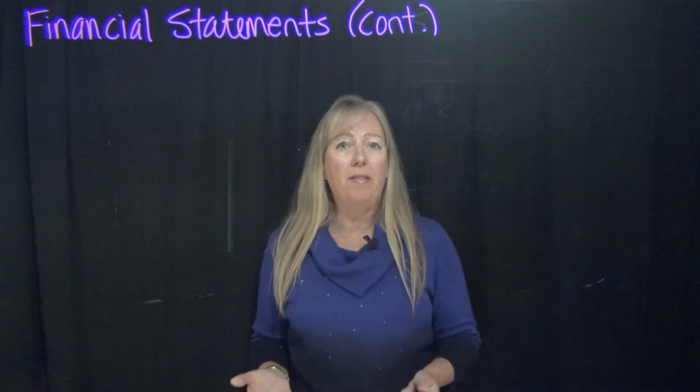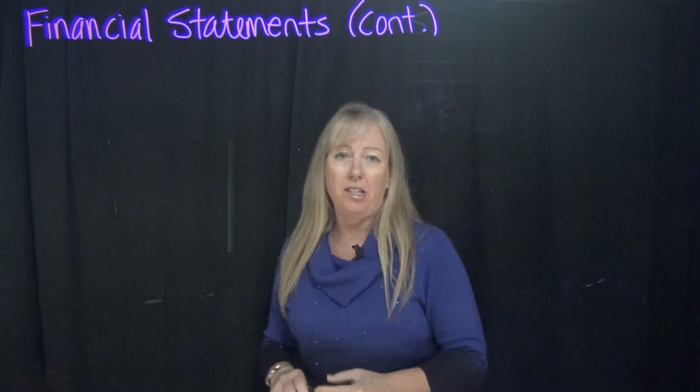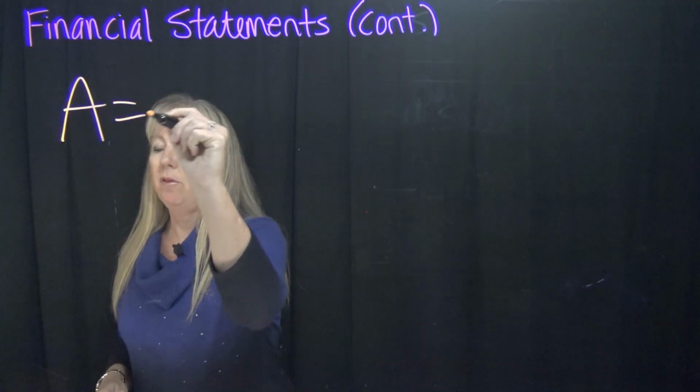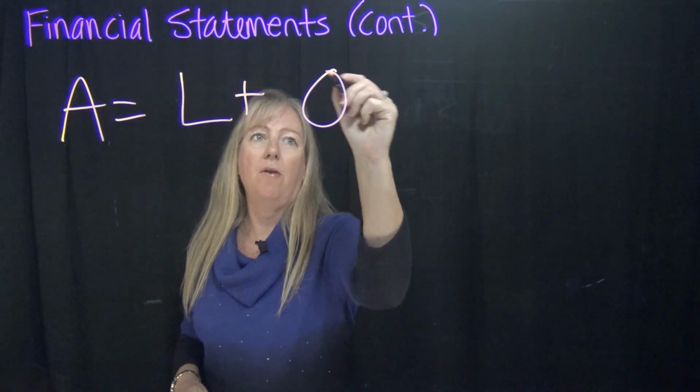This is a continuation of the financial statements, a little bit more about the components of the financial statements and how they're interrelated. Let's first start with the components of the balance sheet. It's our balance sheet equation: assets equals liabilities plus owner's equity.